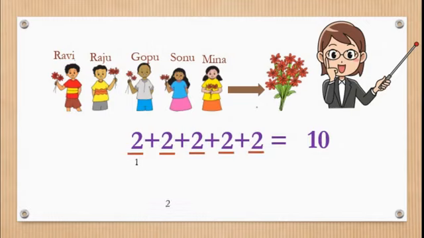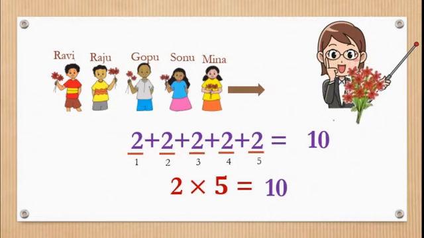This is 1 time, that is Ravi's, 2 times, 3 times, 4 times, 5 times. Means here 5 times we have written 2, isn't it? So we can go for one more method which is very quick compared to this addition method. See, this is 2 times 5, correct? So it is 5 2s are 10, isn't it? Means there are 10 flowers in the bouquet that they gave to their teacher.